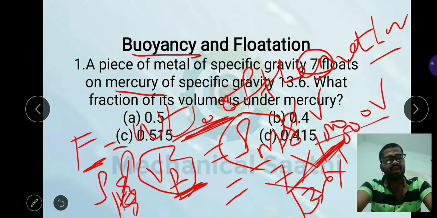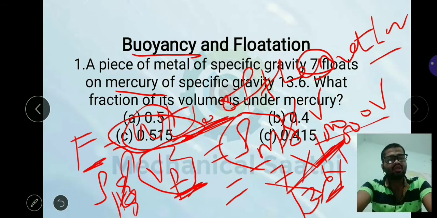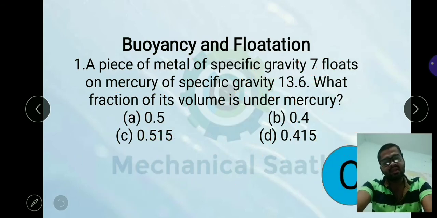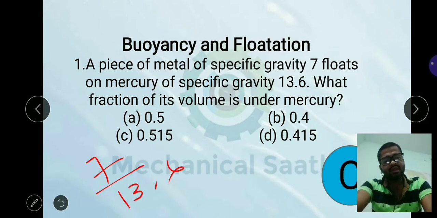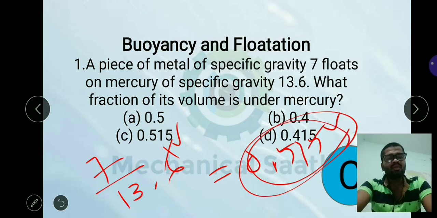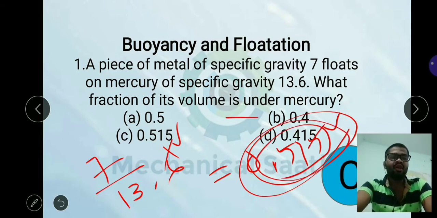So 7 by 13.6 is nearly equal to 0.515. If we write 7 by 13.6 into V, that will be equal to 0.515 V. So this portion of volume will be under mercury. So option C will be correct here. Moving next.